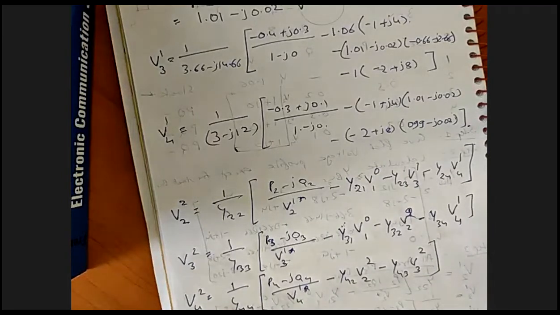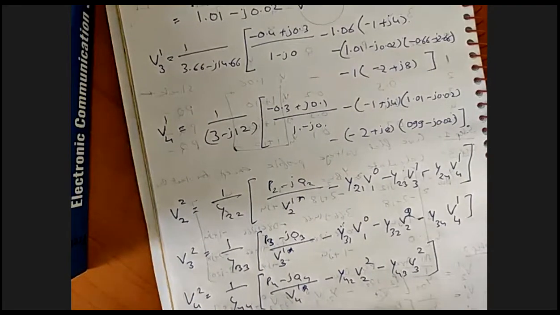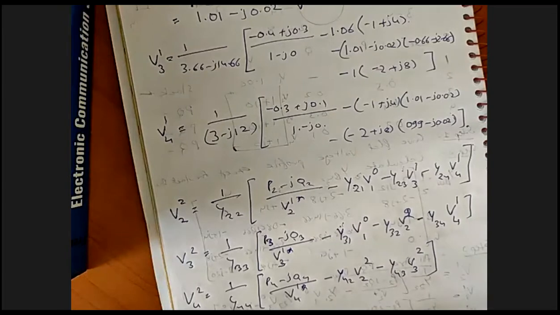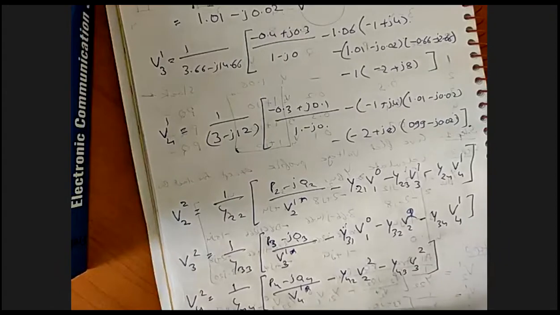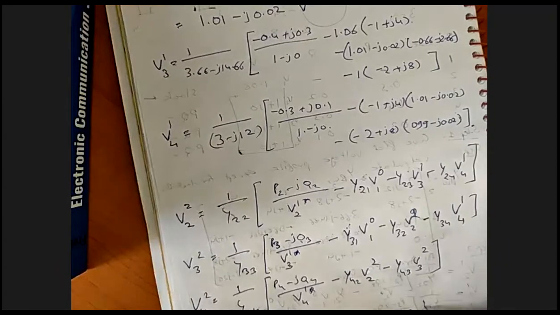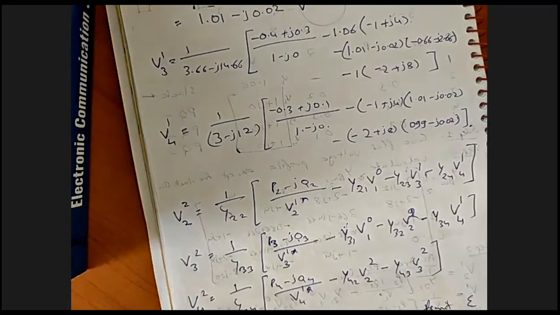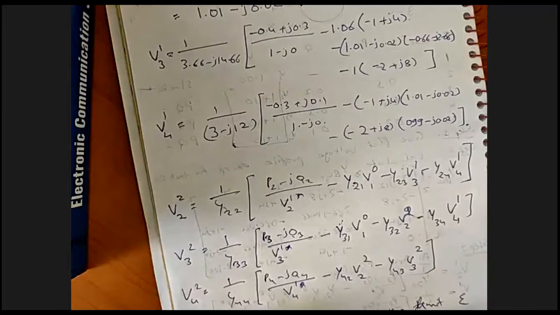And similarly, this equation will continue till all the changes are within that limit. So this is the Gauss method.